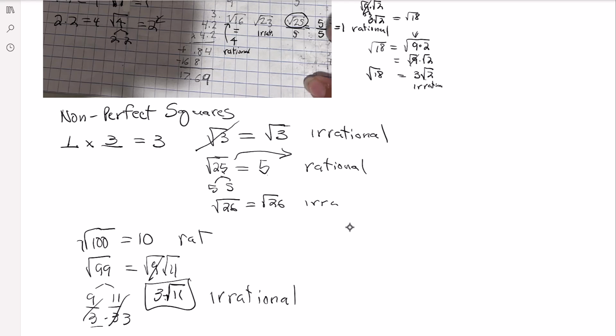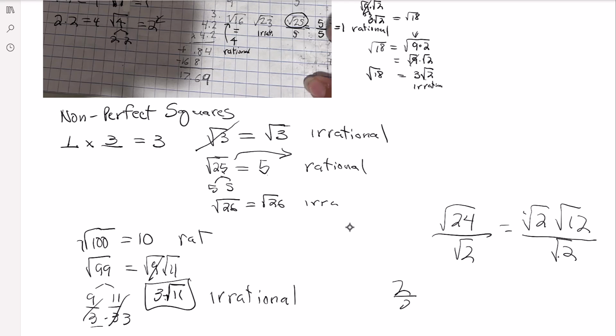And your teacher, later on, is going to make this more complex because you might have, say, the square root of 24 divided by the square root of 2. Here's one thing we can do. The square root of 24 we can rewrite as the square root of 2 times the square root of 12, over the square root of 2. Root 2 divided by root 2 is just 1.